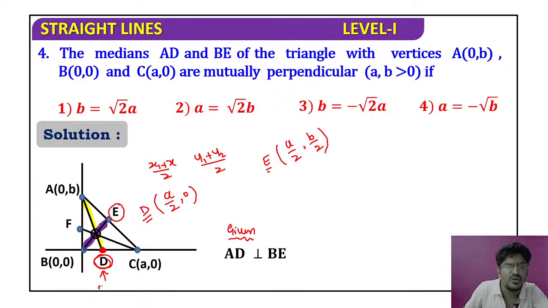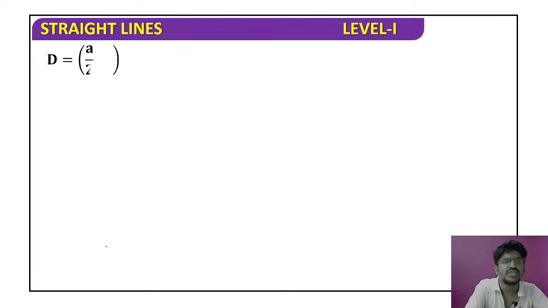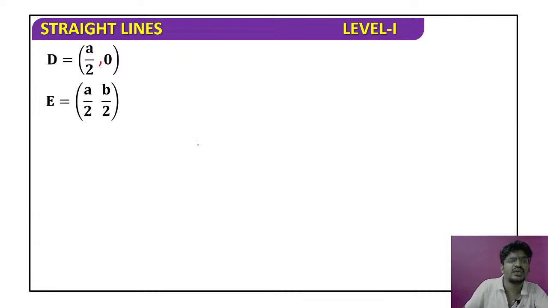So D is now (a/2, 0). E is now (a/2, b/2). Okay. So now you can identify the slope of BE and the slope of AD. By getting the slope of BE and the slope of AD, you can solve it. So you see here, the D value we have solved as (a/2, 0), and the E value we have already solved as (a/2, b/2).